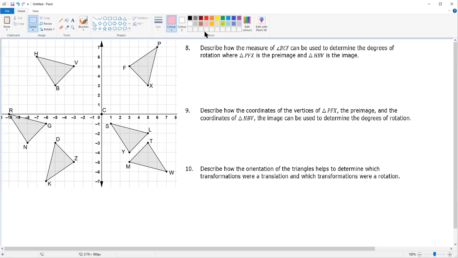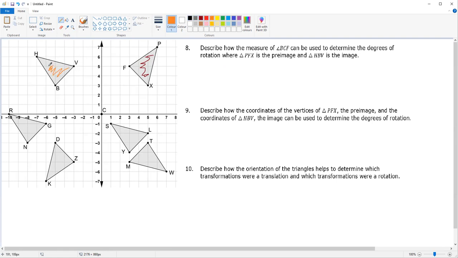We have: describe how angle BCF could be used to determine the measure of rotation, or the degree of rotation, of triangle PFX. So PFX is this one right here, and this is the pre-image. So this is the before the rotation, and HBV is the one called orange.